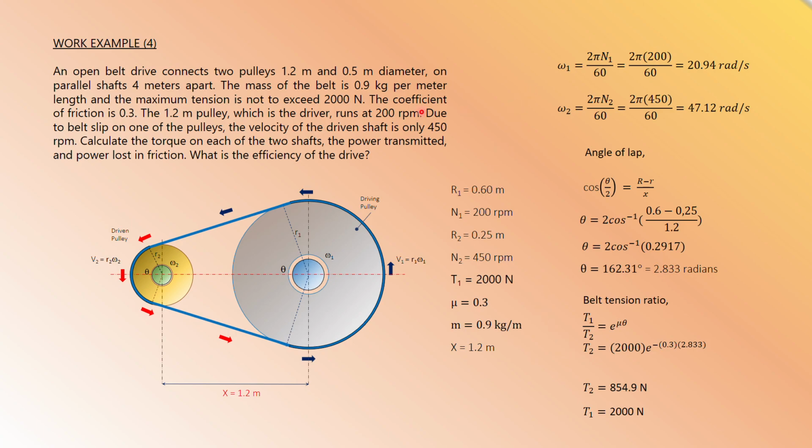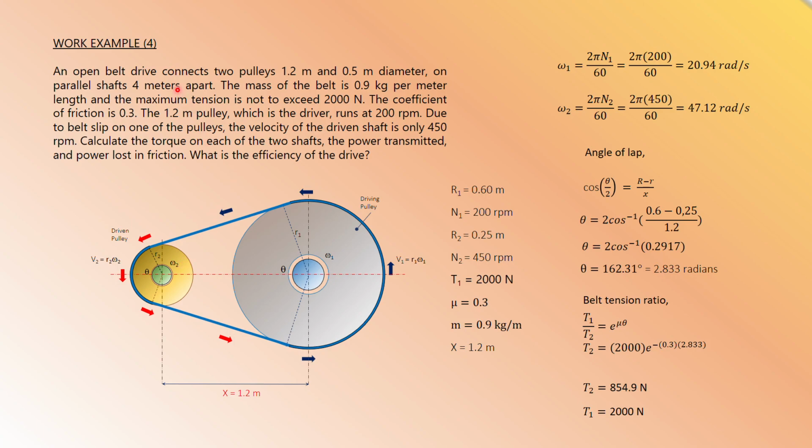Now here you go. An open belt drive connects two pulleys, 1.2 meter and 0.5 meter diameter, on parallel shafts. Usually if you use an open belt drive or cross belt drive, the driving shaft and the driven shaft are placed parallel to each other. Next time I will draw another diagram showing the shaft arrangement for an open belt drive or a cross belt drive.